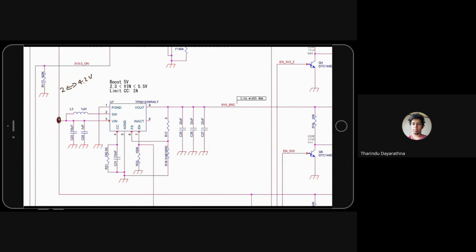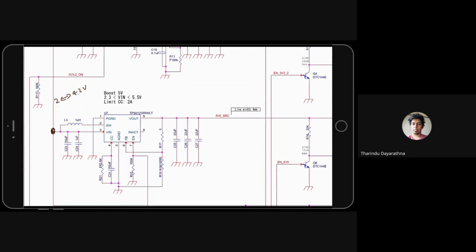So this 5 volt chip doesn't have a feedback pin to control the output voltage. Basically you just need to feed the output to the feedback. Here it's not mounted, this is 0 ohm, so just feed the output to the feedback, and it will give 5 volt output.